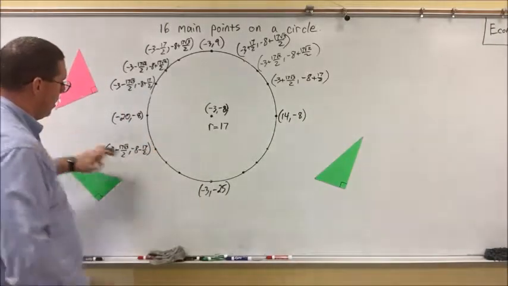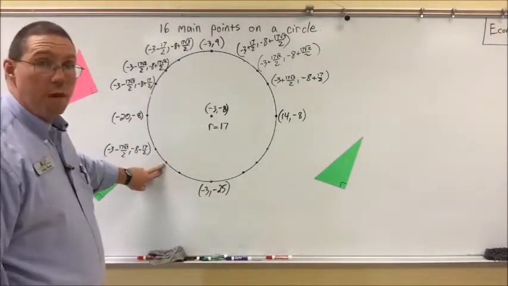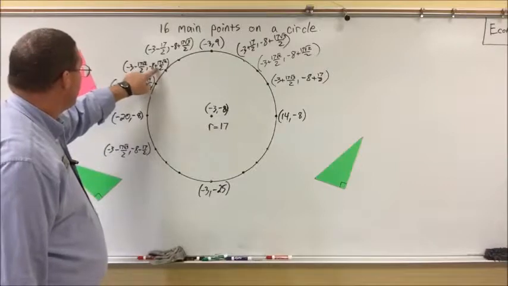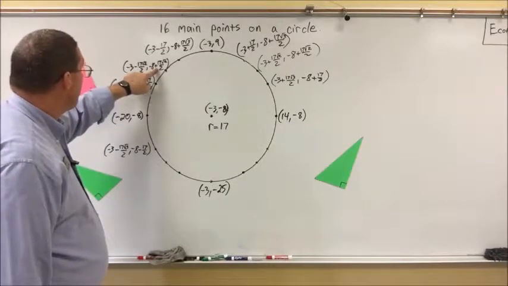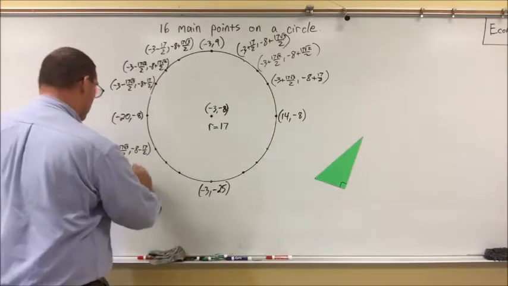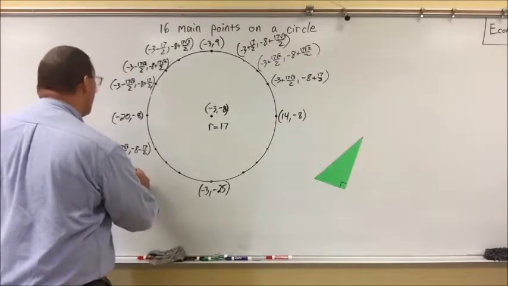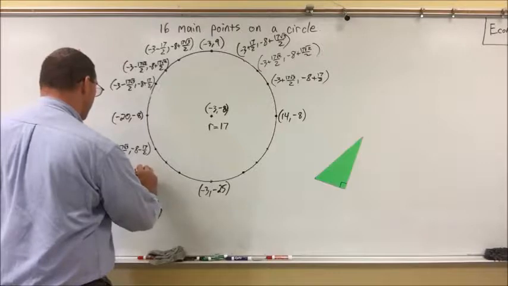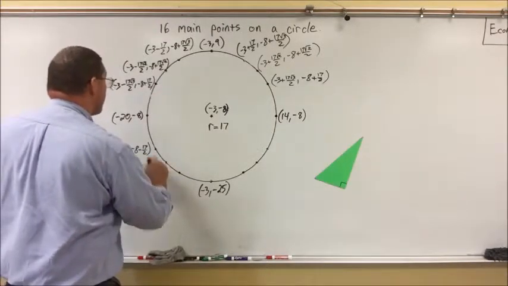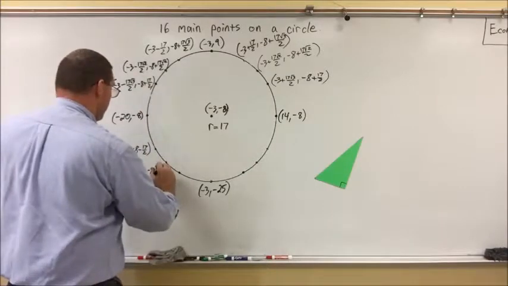This point is at a 45-degree reference angle, so it's going to have the same coordinates as this one, only it's going down instead of up, and so it's going to be negative 8 minus 17 square root of 2 over 2, but it'll have the same x-coordinate. So negative 3 minus 17 square root of 2 over 2, comma, negative 8 minus, this time, 17 square root of 2 over 2.